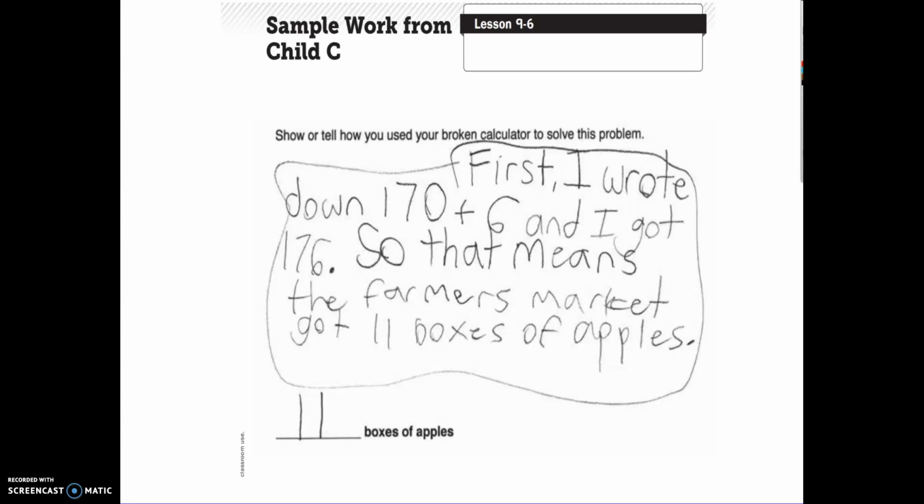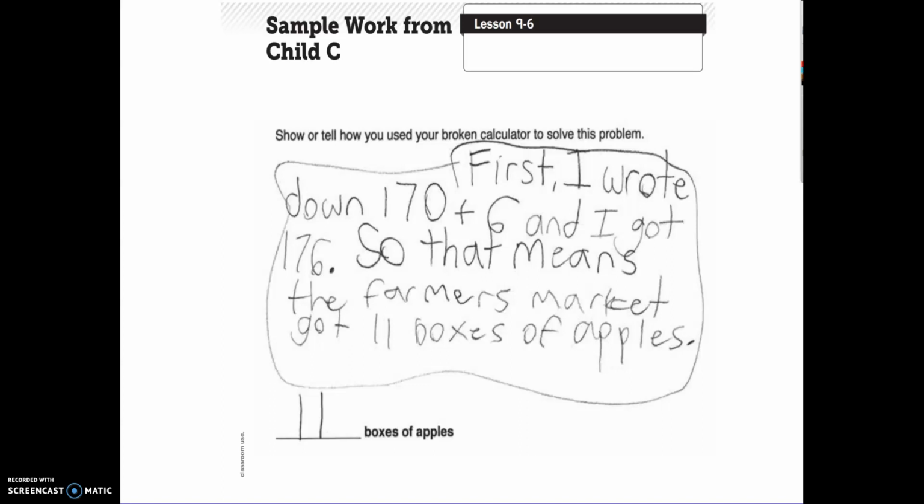This child only said that the farmer's market got 11 boxes, but didn't say anything about how to use the calculator to get the answer. So a way for child C to improve his or her work would be to write out the keys to press on the broken calculator to find the answer, because we really don't know how he found the answer. He didn't tell us.